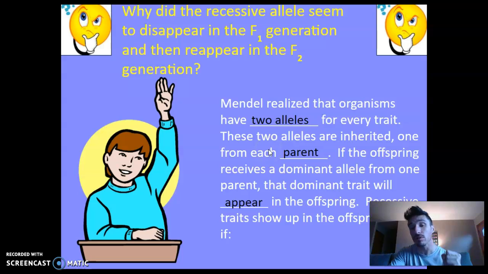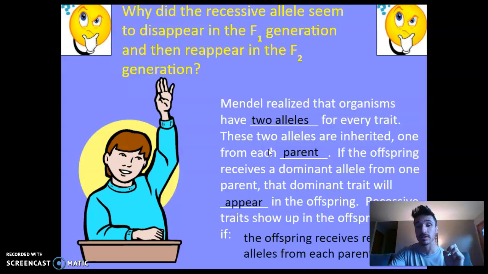Recessive traits will only show up in the offspring if the offspring receives recessive alleles from each parent. So you need only 1 copy of the dominant allele to show the dominant trait, but you need 2 copies of the recessive allele to show the recessive trait.